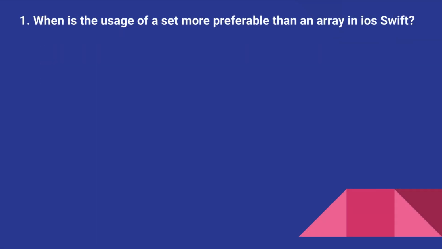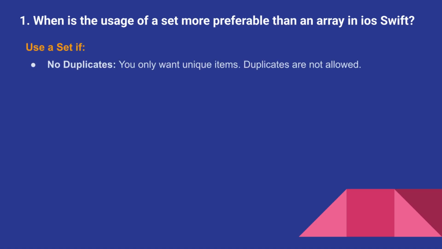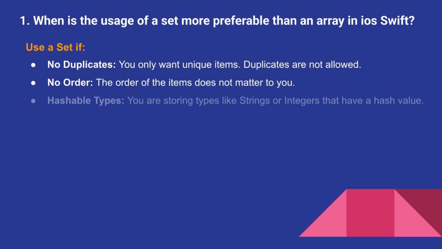When is a set more preferable than an array in iOS Swift? You should choose a set if your collection meets 3 specific rules. First, you need no duplicates, meaning you only care about unique items. Second, you want no order. The sequence of the elements doesn't matter to your application logic. And third, you are storing hashable types like strings or integers.